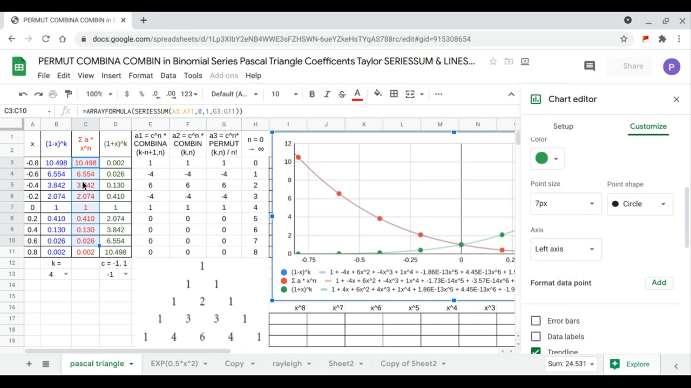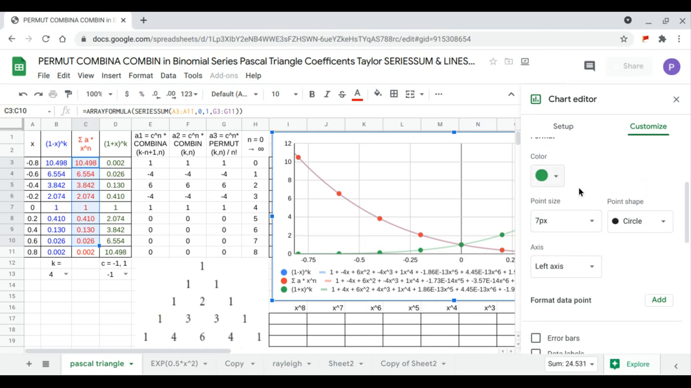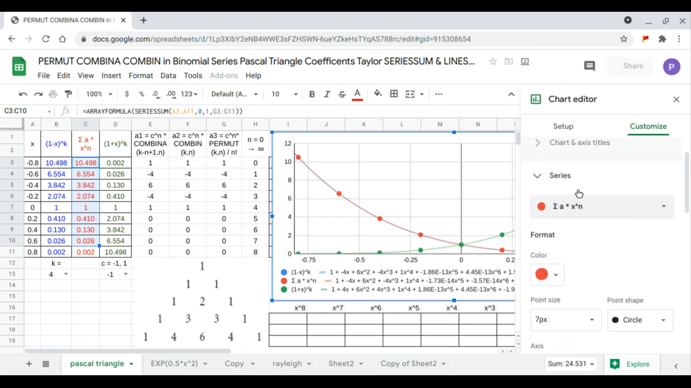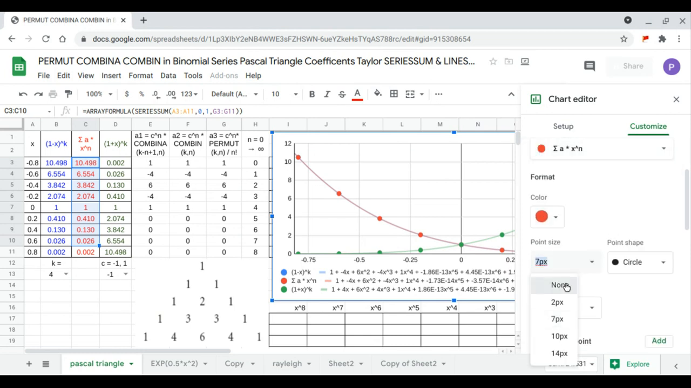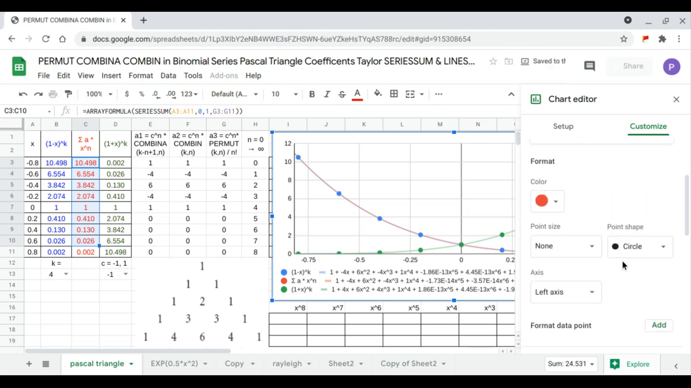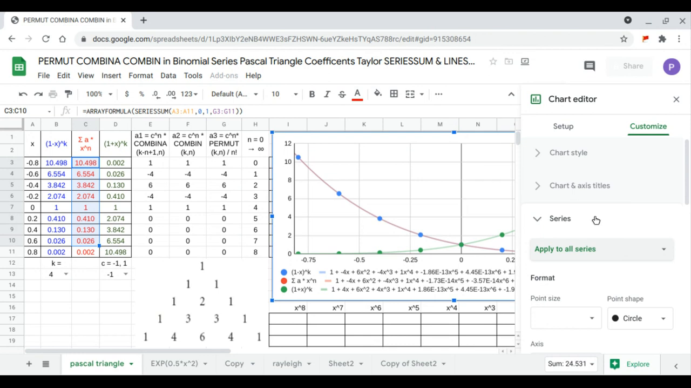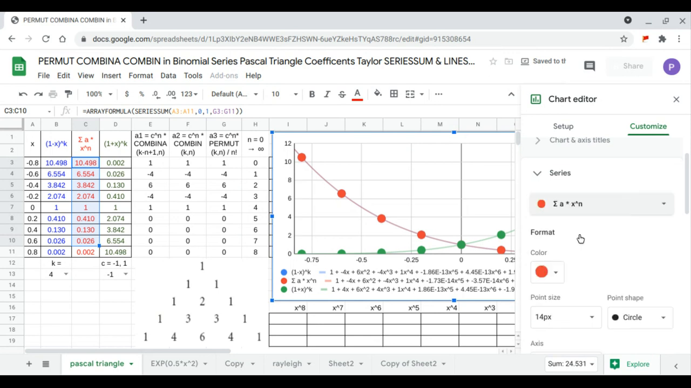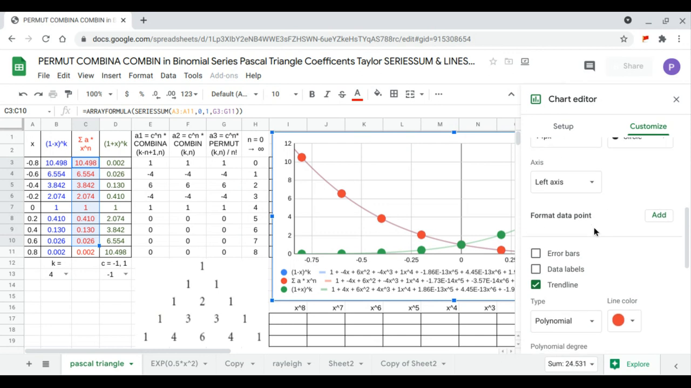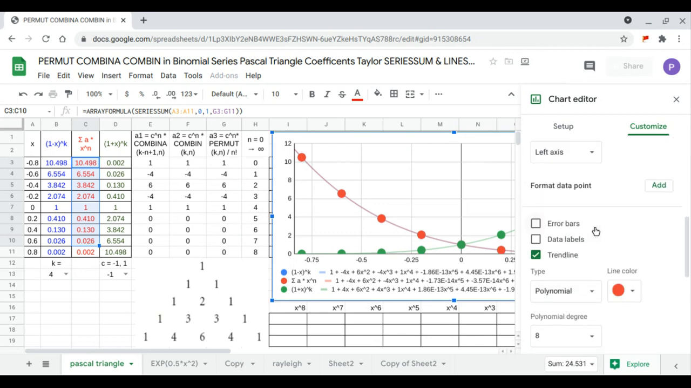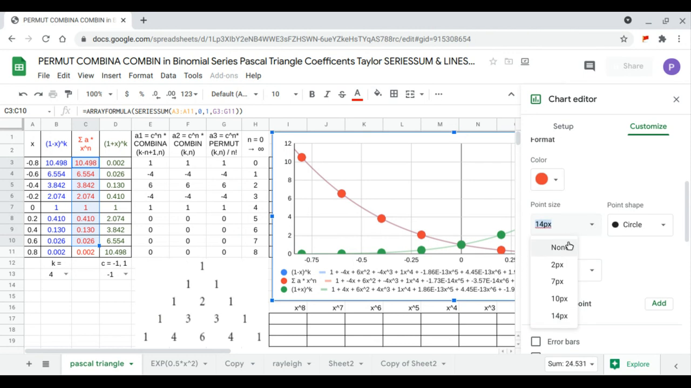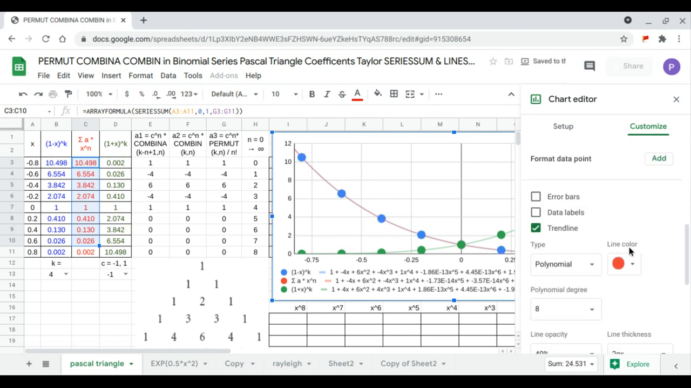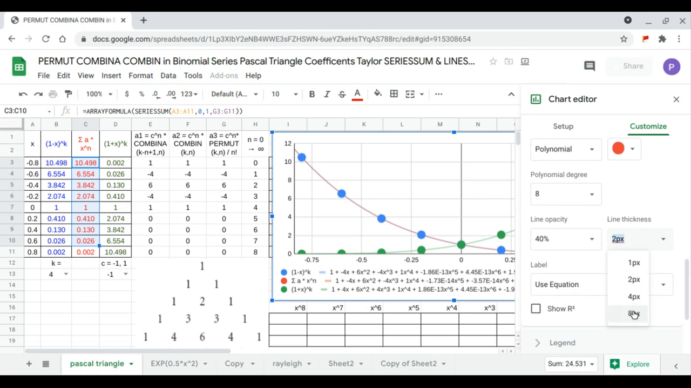And now to distinguish the red, because red will move from blue to green, so change this expansion. There will be no points. First, we have to change to O series. The maximum point size will be 14. Let's put it that big. But in the case of the expansion, the point size will be none. That's for the expansion. But the line thickness will be maximum.